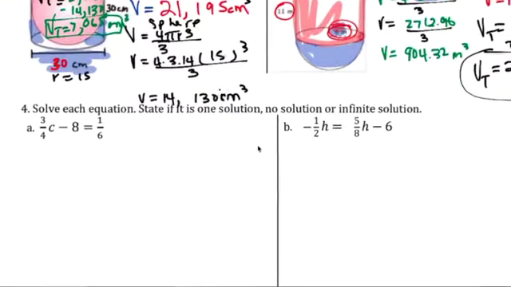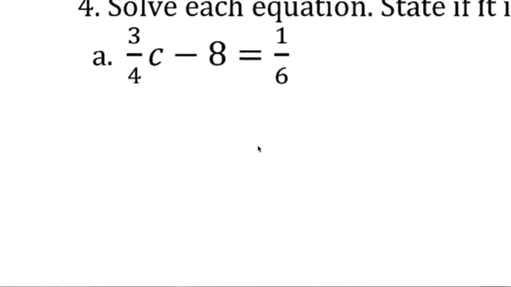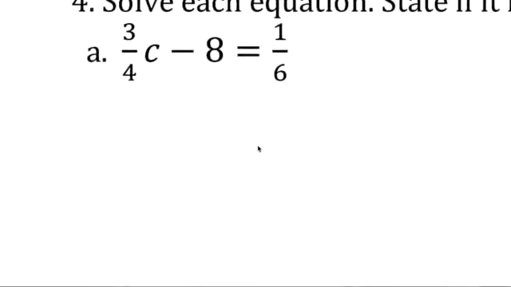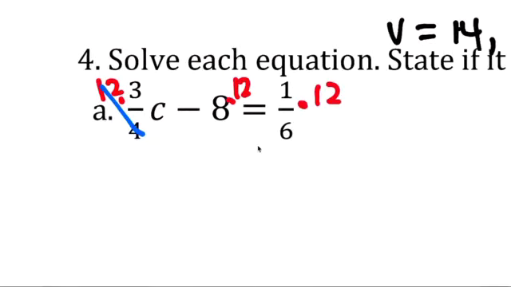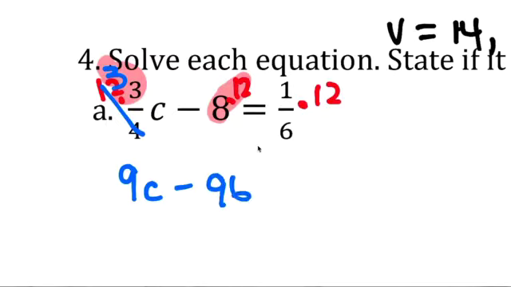Okay, and the last two problems, let's find the least common denominator, which is 12. So times every term by 12. Okay, and that means you divide 4 into 12, which is 3, and then you multiply this together, you get 9c minus, you multiply these together, you get 96. Divide that, you get 2. 1 times 2 is 2.